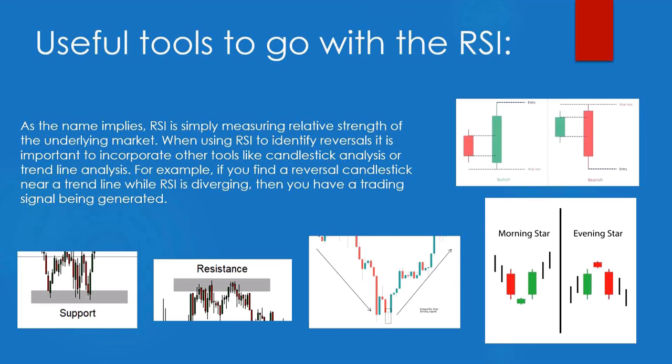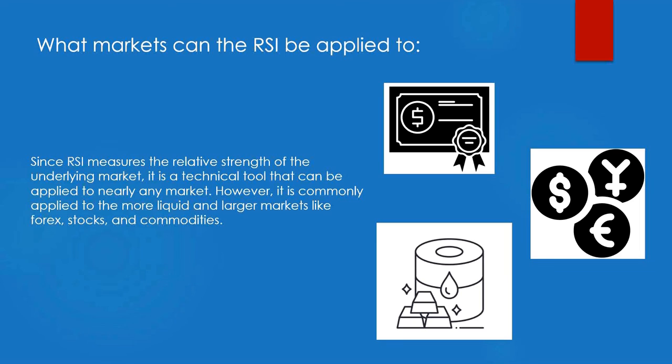Useful tools to go with the RSI. As the name implies, RSI is simply measuring relative strength of the underlying market. When using the RSI to identify reversals, it is important to incorporate other tools like candlestick analysis or trendline analysis. For example, if you find a reversal candlestick near a trendline where the RSI is diverging, then you have a trading signal being generated.